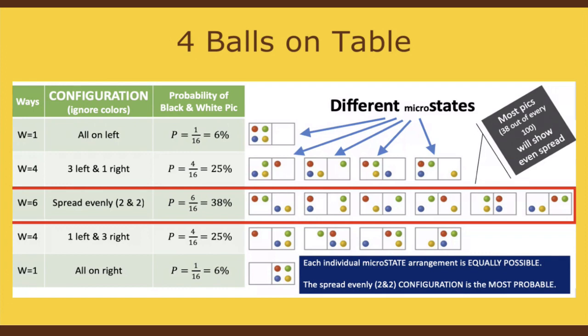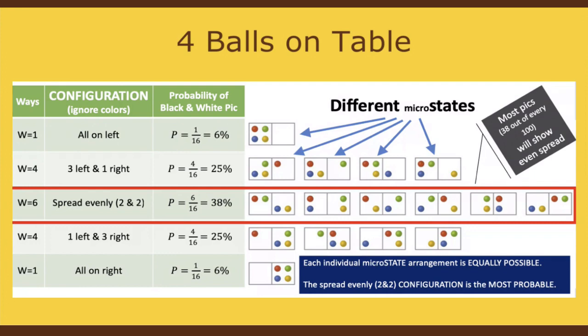And then in the middle row, we're saying it's spread out evenly. Because the balls are all different colors, there's different ways that this can happen. So one way would be a red ball and green ball on the left, and a blue ball and yellow ball on the right. And then another way might be a red ball and a blue ball on the left, and a green and yellow on the right, and so on and so on. And so there's 6 ways that the balls could appear spread evenly, 2 and 2 on each side.